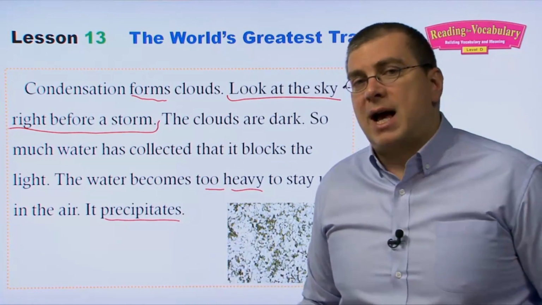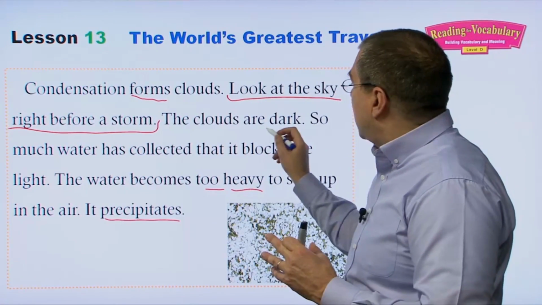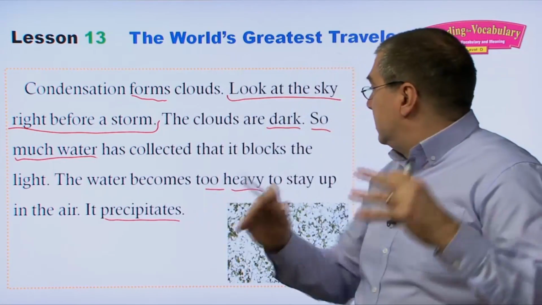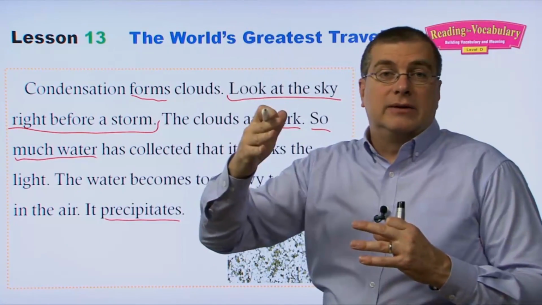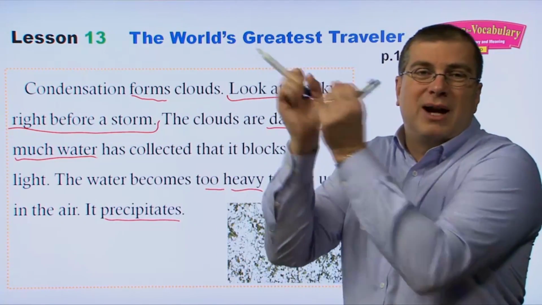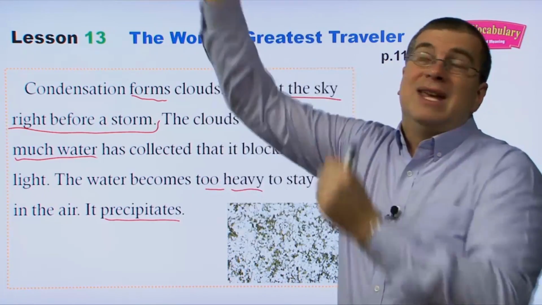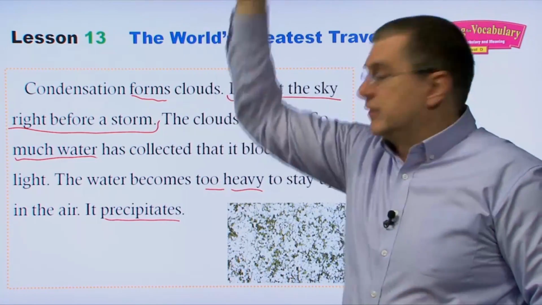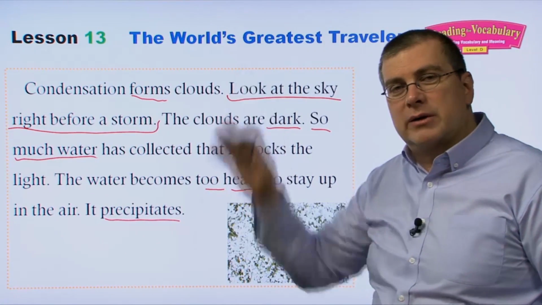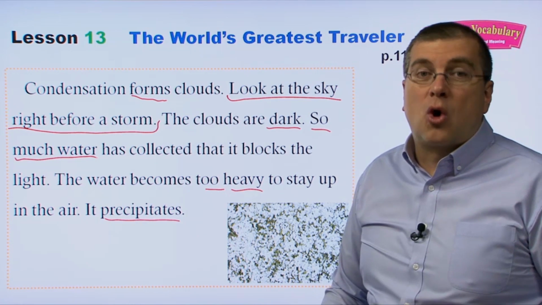We shouldn't be outside, because there's so much water. The clouds are dark. So much water has collected that it blocks the sunlight, and it looks dark. So the water is too heavy. There's so much water gathered together, it can't stay in the sky. So what happens? It precipitates. It starts to fall as rain or snow, depending on how cold it is.